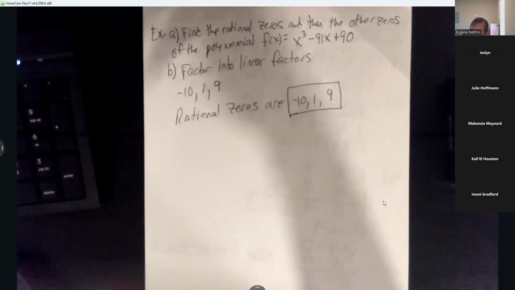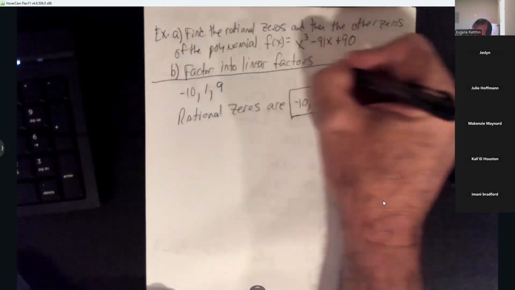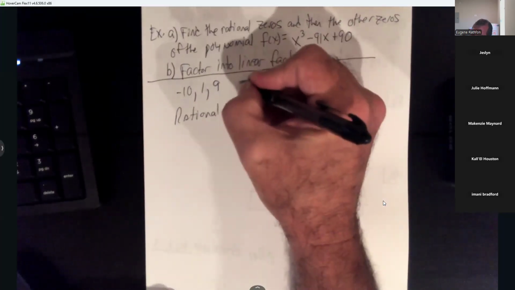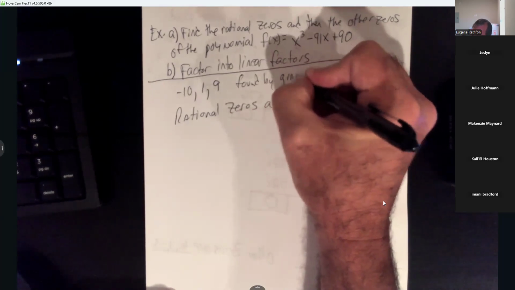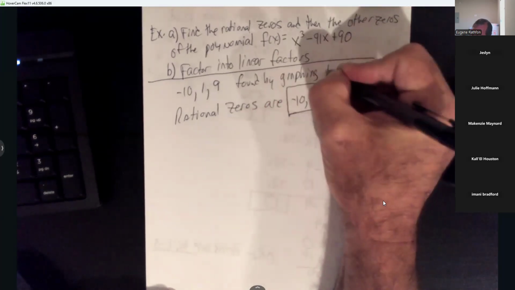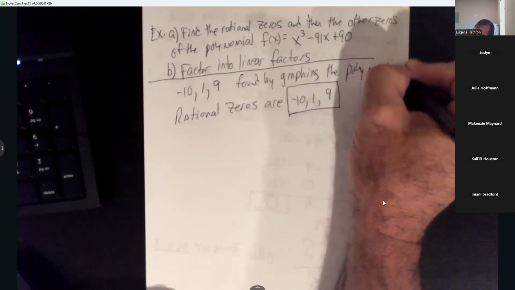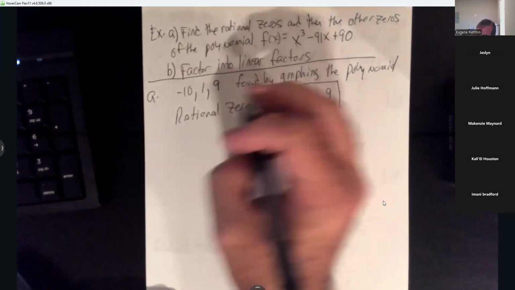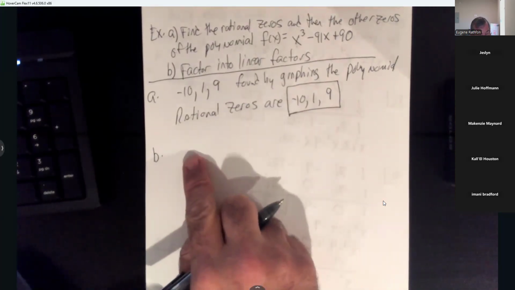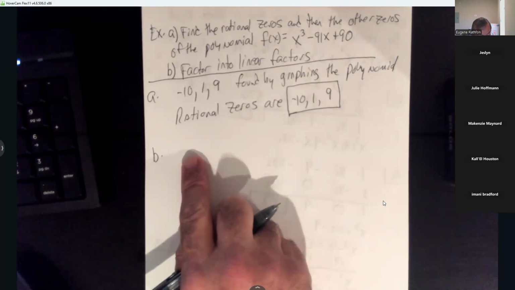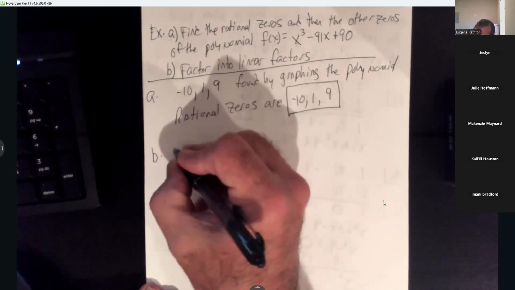All righty, y'all. So that was A. And we did this, we found by graphing the polynomial. So that would have been our A. So B says factor into linear factors. So that'll be what you do.